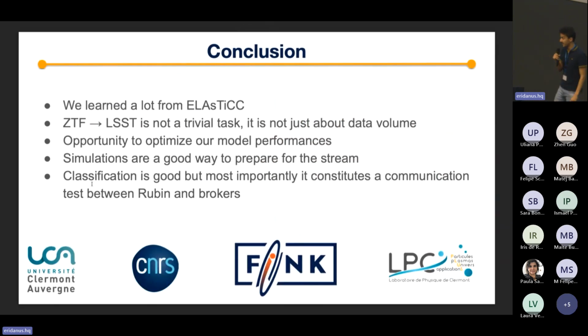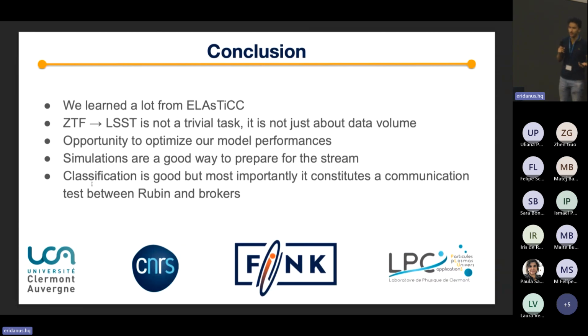We've learned a lot about ELAsTiCC in this challenge. And in particular, we learned that going from ZTF to LSST is not a trivial task, not at all. We maybe think that it's only about the data volume, but it's not. It's also about the nature of the data, the fact that we have multi-bands we need to care about, the fact that the cadence is lower. But it's also about the data volume, because it gave us quite a lot of opportunity to upgrade and optimize the models and the classifiers to be as quick as possible.